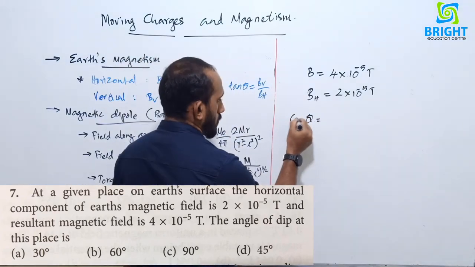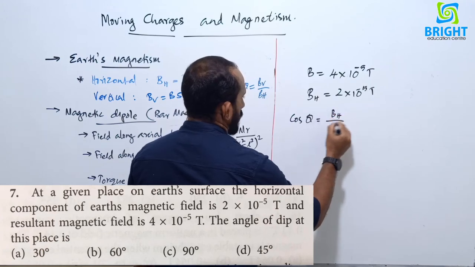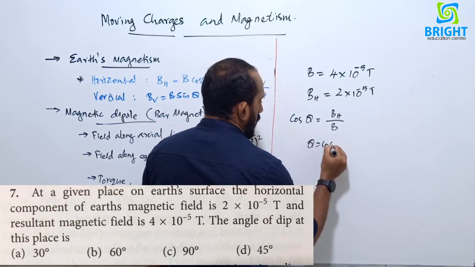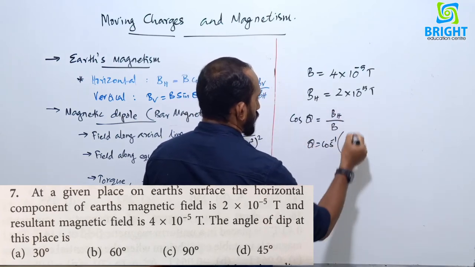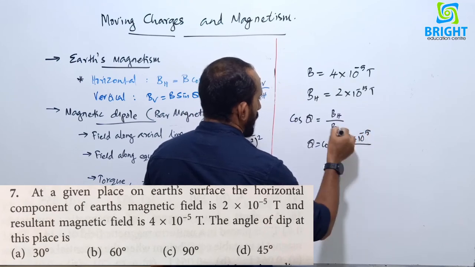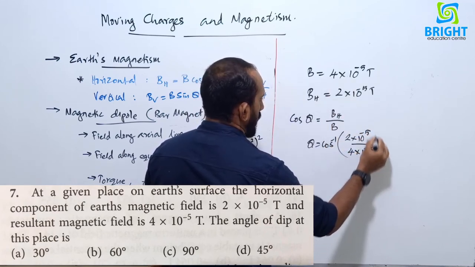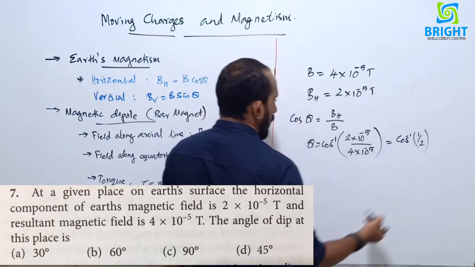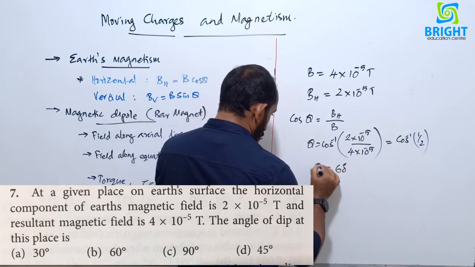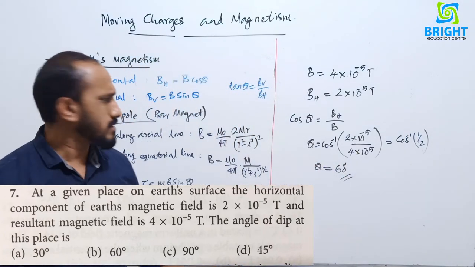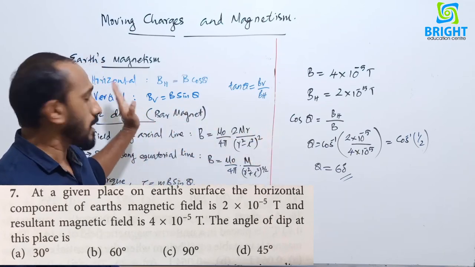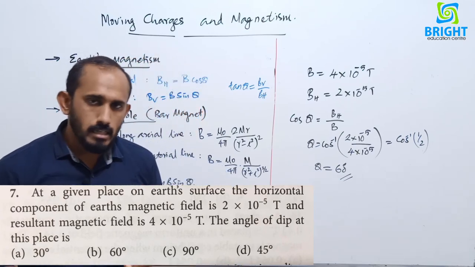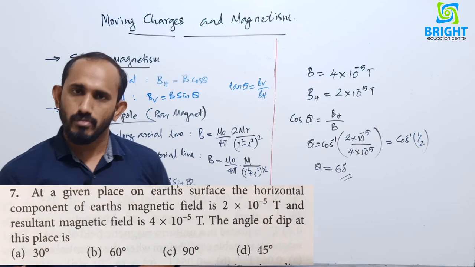Cos theta is equal to BH by B, and theta is equal to cos inverse of BH by B. BH is 2 into 10 raised to minus 5, and B is 4 into 10 raised to minus 5. Cancelling, it becomes cos inverse 1 by 2, which is 60 degrees. So the angle of dip is 60 degrees. It is actually a direct question, so take care about the angle of dip concept. The angle of dip is the angle made by the resultant magnetic field with the horizontal component of Earth's magnetic field.